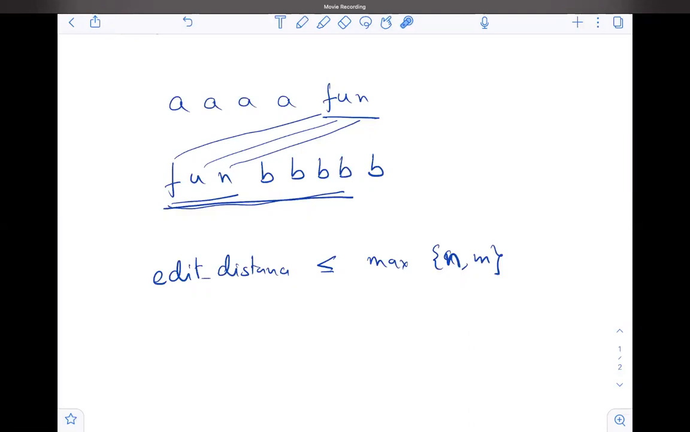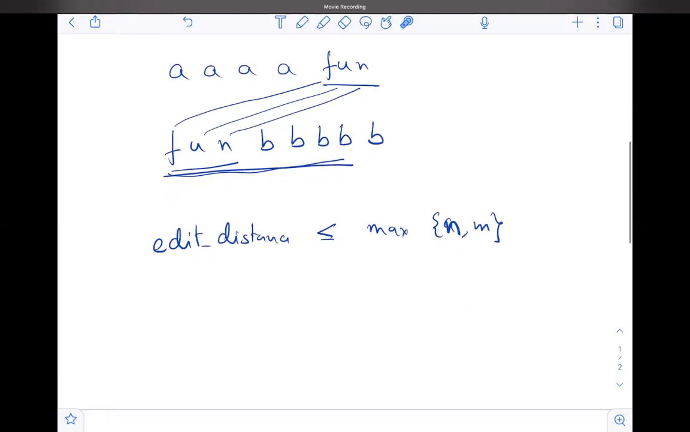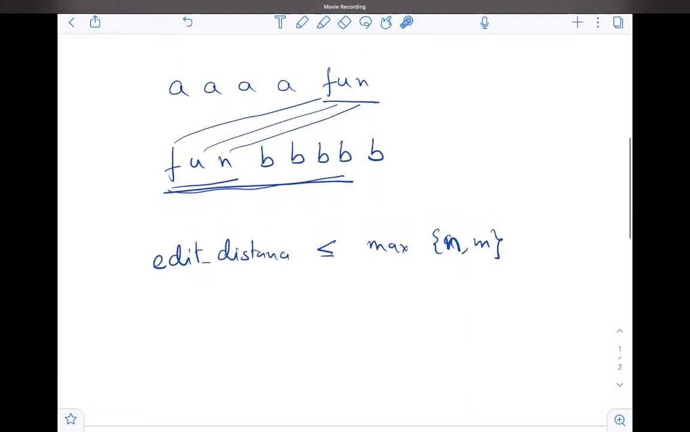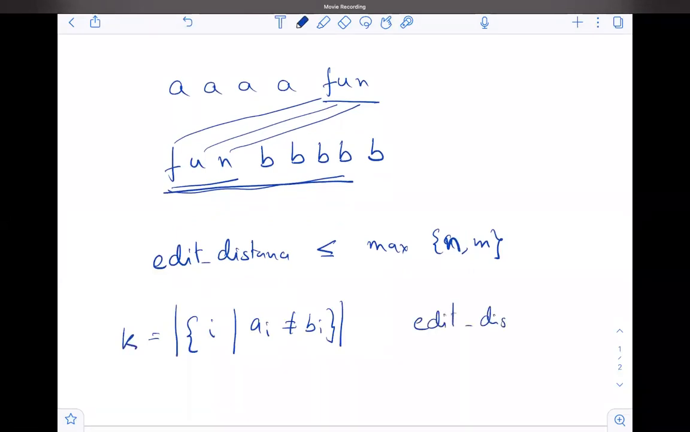I mean, you can also say, what happens if I just go bitwise? I want to check the number of i such that Ai is not equal to Bi. What is this value? Say it's K. You say that the edit distance must be something related to K. Actually, this is also not true.